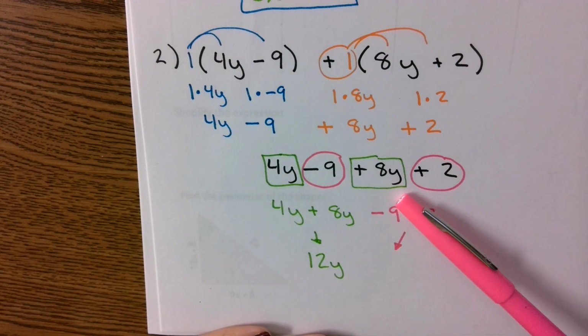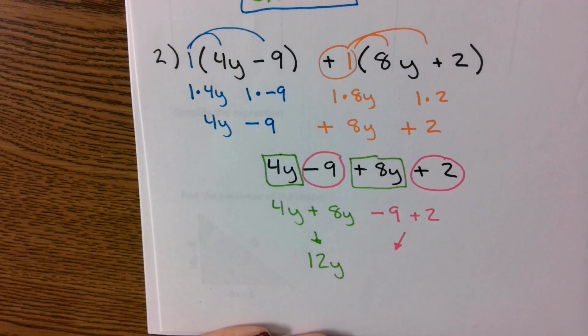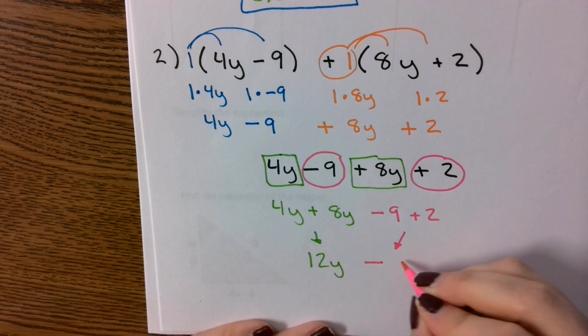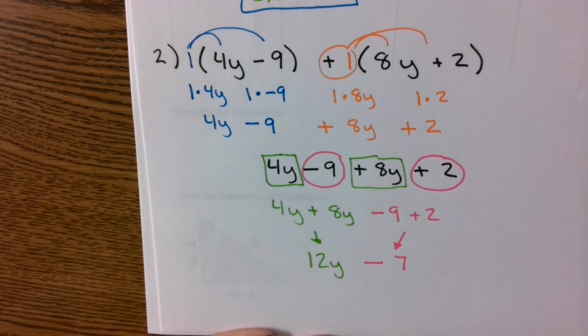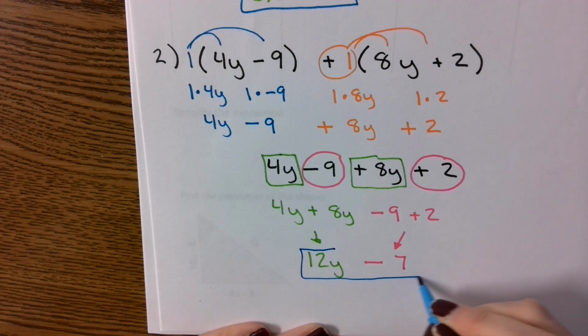What is negative 9 plus 2? Go ahead, Corey. Good. Negative 7. And then that's it. That's as simplified as it's going to get.